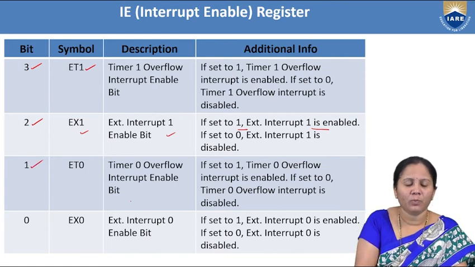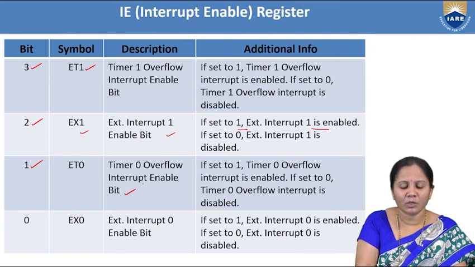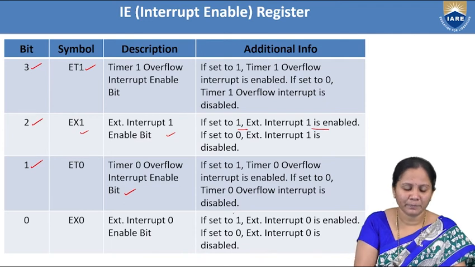And next is bit 1. It is ET0. It represents the timer 0 overflow interrupt enable bit. If that bit is set, timer 0 overflow interrupt is enabled. If it is 0, the timer 0 overflow interrupt will be disabled.